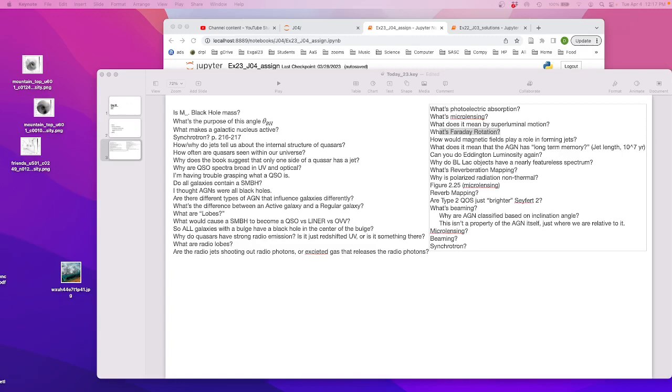What is reverb mapping? It's very cool. You flick the black hole, and then everything else dongs a little bit later, and you can tell how big the thing is. I'll go through that in detail.